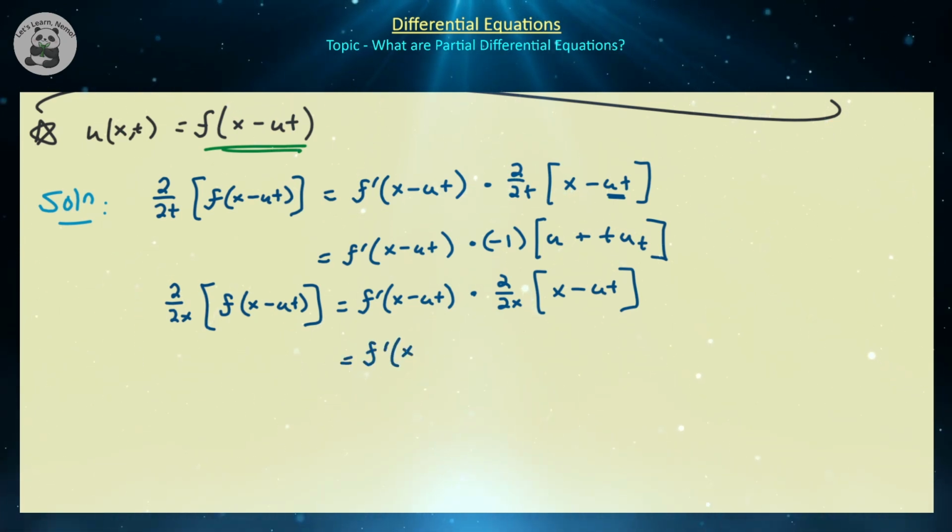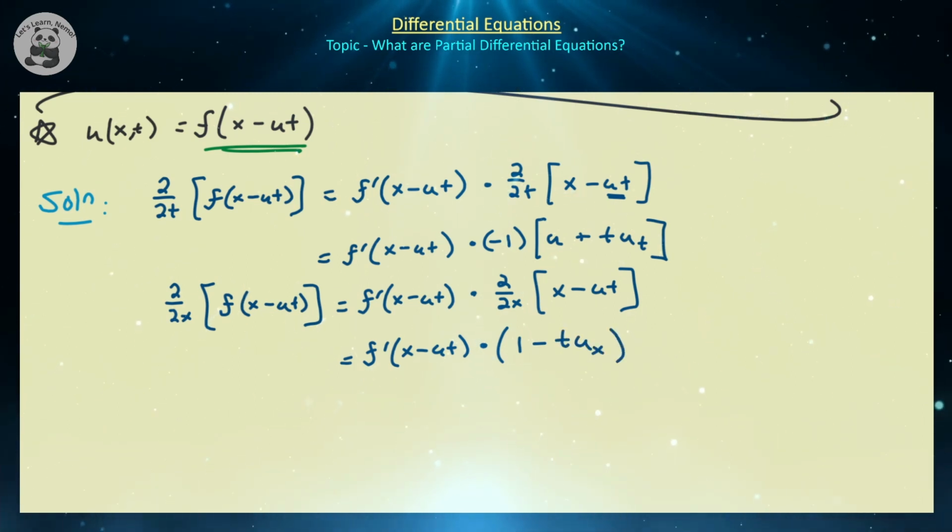So what we're going to have is f prime of x minus u of t times the derivative of x with respect to x, which is going to be 1, and the derivative of u with respect to x is going to be equal to ux, and we can write that as minus t u_x. Right? So that gives us that particular term.